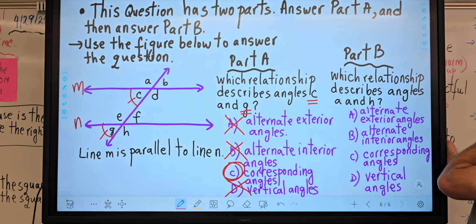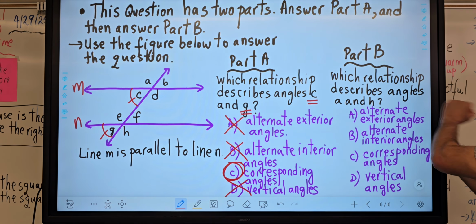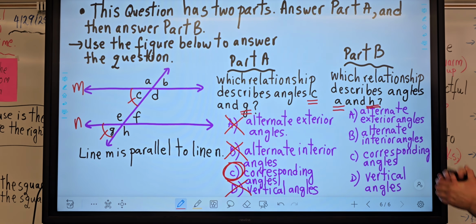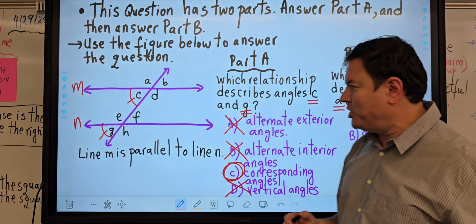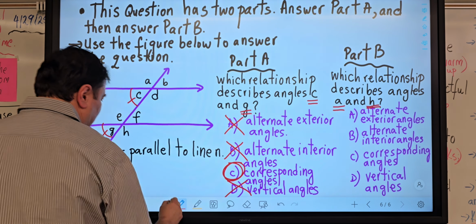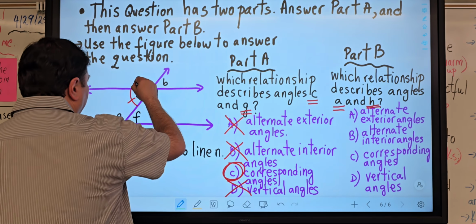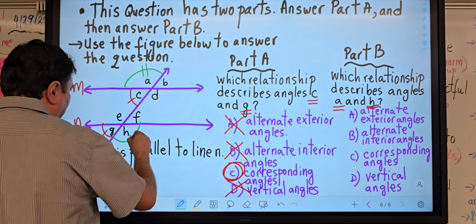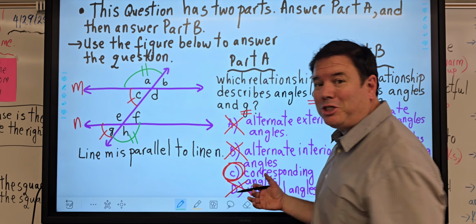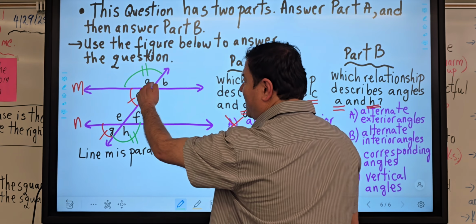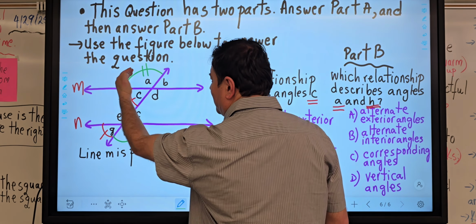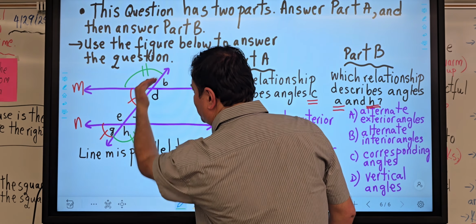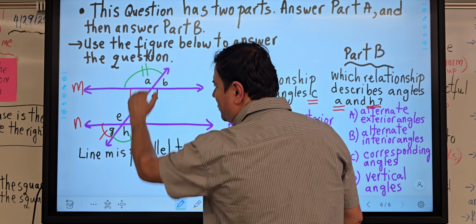Let's take a look at part B now. Which relationship describes angles A and H? Okay, angles A and angle H. So let's take a look. Angle A, so let's use a different color here. Angle A and angle H. Okay, now we are talking about, we just talked about this before. Angle A is on this side of the transversal, but is outside of the parallel lines. And angle H is on the other side of the transversal, but also outside of the parallel lines.